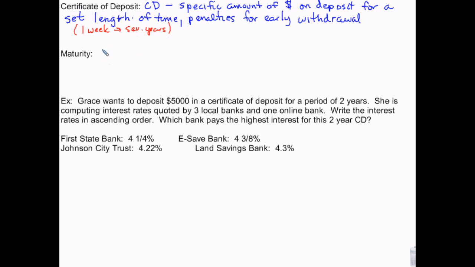Though you don't really see a lot of 1-week CDs. That's just kind of silly. They don't really do it, but they can exist. Most CDs are 1 year, 5 years, 10 years. And the date that you're allowed to pick it out is the date of maturity. So this is the day the CD is kind of over and money is paid, the interest.